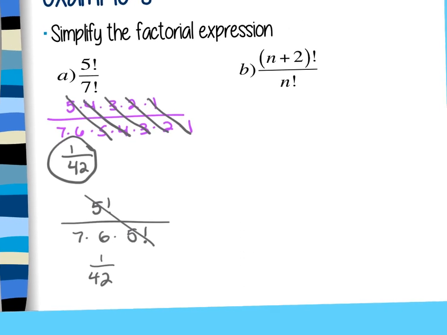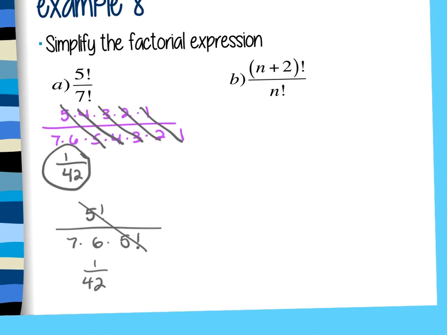So now look at B. We don't even have values in B. N plus 2 factorial over N factorial. But which one's bigger? N plus 2 factorial, right? So if it's N plus 2 factorial, it'd be N plus 2 times what's 1 less than that? N plus 1 factorial. What's 1 less than that? N factorial over N factorial, right?